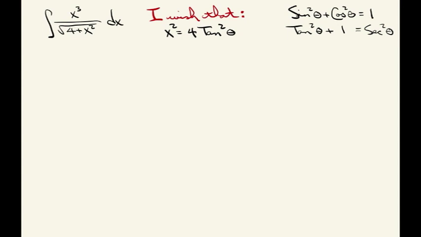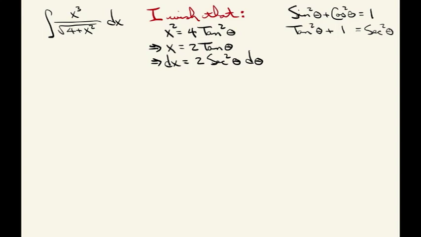We could have chosen to wish for any substitution that we liked in order to change the appearance of our integrand. Everything we do from this point forward is merely a consequence of allowing our wish to be granted. Our first consequence is to notice that x is equal to 2 tan theta. From there, dx is equal to 2 secant squared theta d theta.